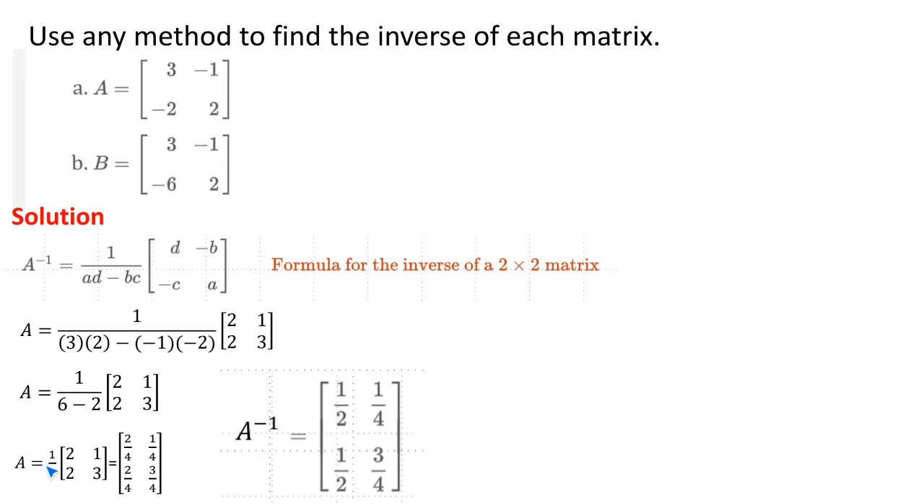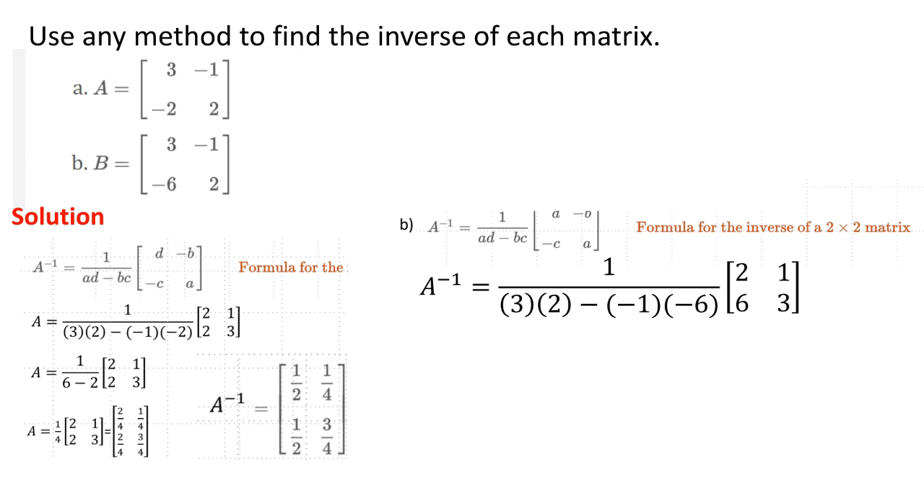So we're going to have 1/4 times 2 is 2/4, but if we reduce, then we get a half. 1/4 times 1 is 1/4. 1/4 times 2 is 2/4, which is 1/2. And 1/4 times 3 is 3/4. So this would be your answer.